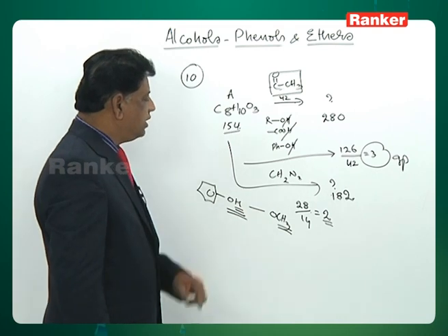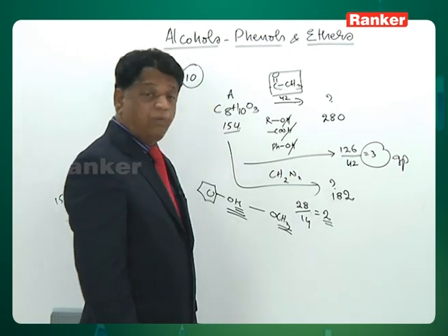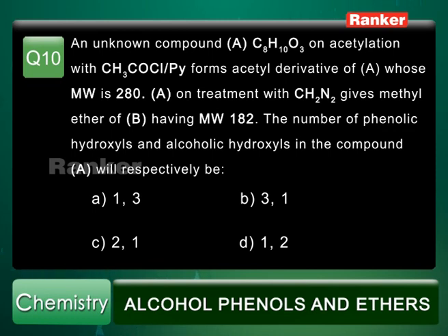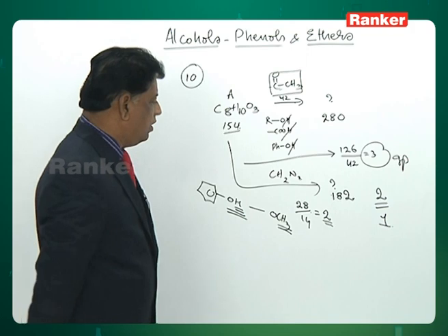The phenolic OHs are 2, and there is one alcoholic OH, that is total OHs are 3 and phenolic OHs are 2. So the ratio he is asking, the final answer is the phenolic hydroxyls versus the alcoholic hydroxyls ratio. The options are 1 and 3, 3 and 1, 2 and 1, 1 and 2. So the answer is 2 is the one type, the other one is the other type. The first one is the phenolic hydroxyls, second one is alcoholic hydroxyls.